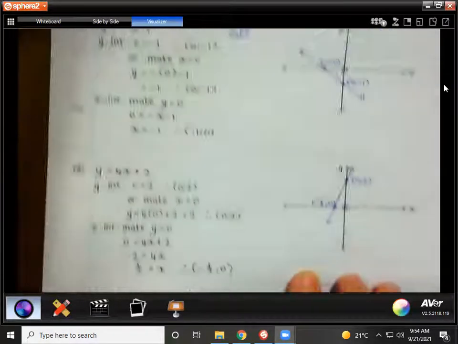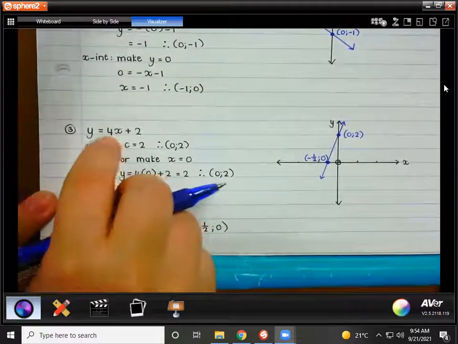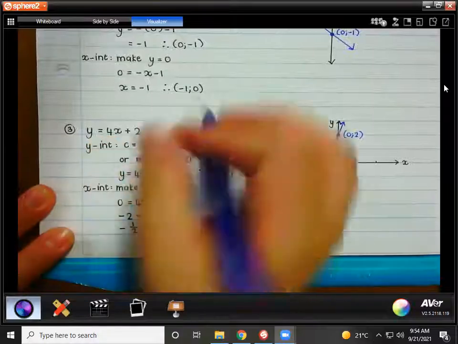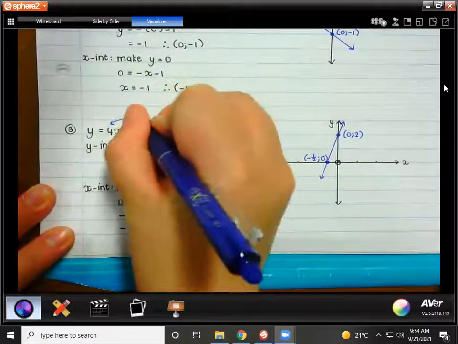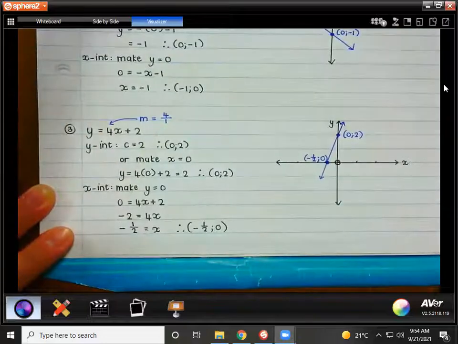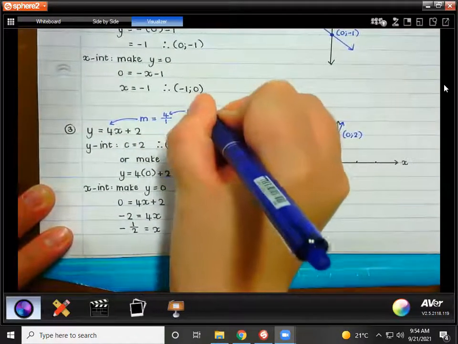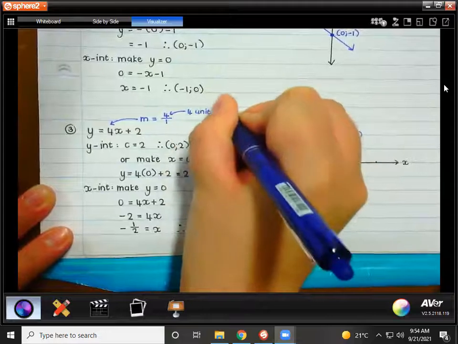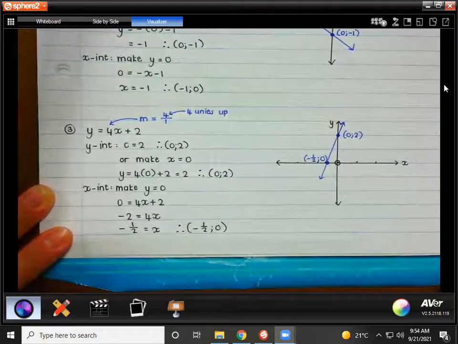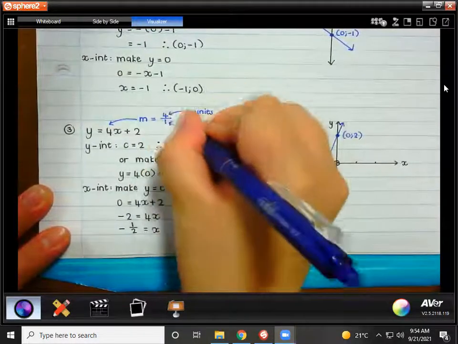Okay, if we look at the next one, what is my m value? My gradient is 4. How can I write 4 as a fraction? 4 over 1. So my gradient is 4, yes, but we're going to write it as 4 over 1 so that it fits the formula. So this one is saying that for every 4 units, and now because it's positive 4, it's going to be up, for every 4 units that I go up, I also have to move 1 to the right, and that will then get me another point on the graph.